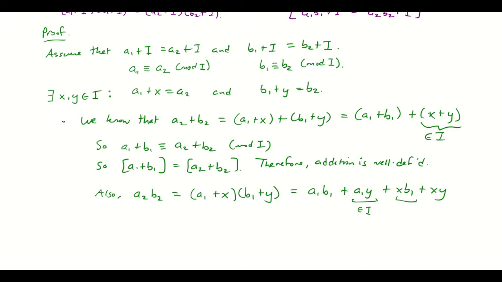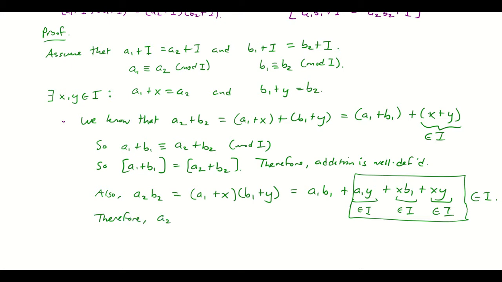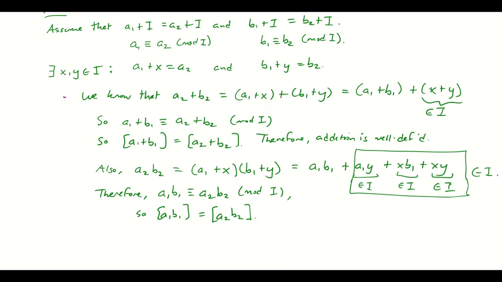Similarly, x belongs to I, and I absorbs multiplication, so that also belongs to I. And finally, the product of any two elements of I also belongs to I, which means this whole sum here belongs to I. Therefore, a1 b1 is congruent to a2 b2 mod I. So these two classes, the class of a1 b1 and the class of a2 b2, are exactly the same. So that means multiplication is also well defined.